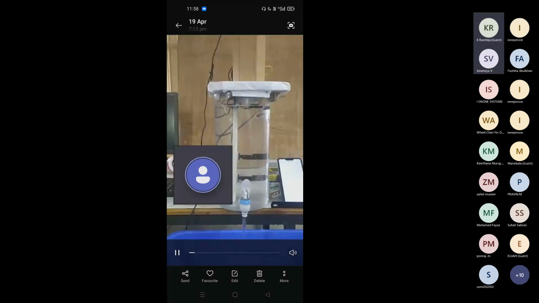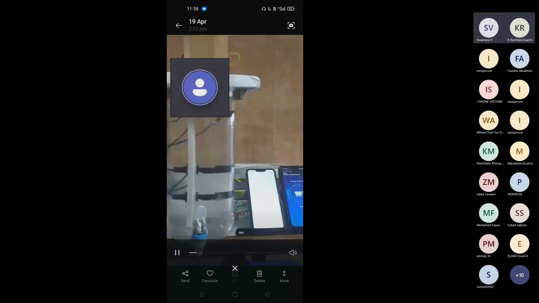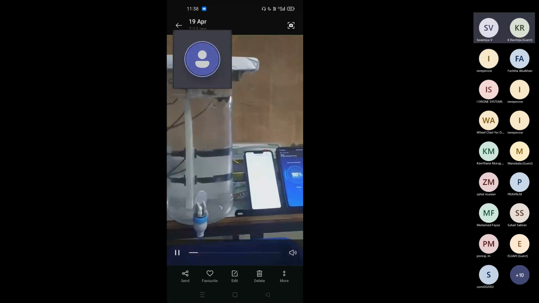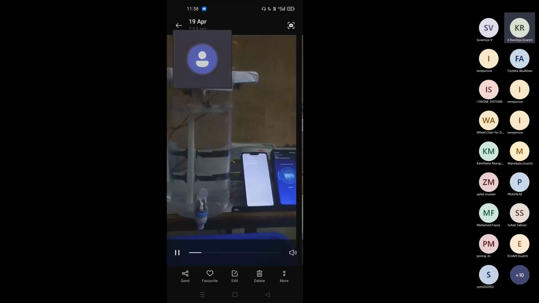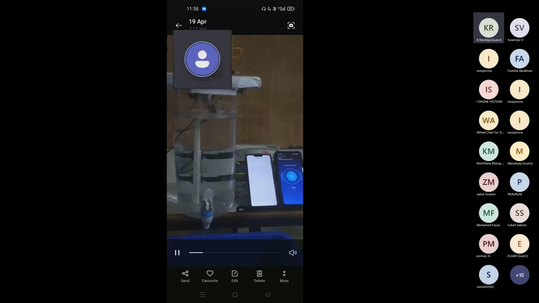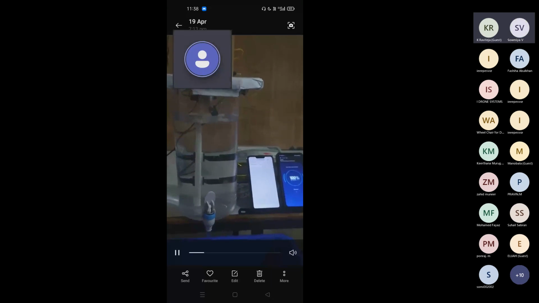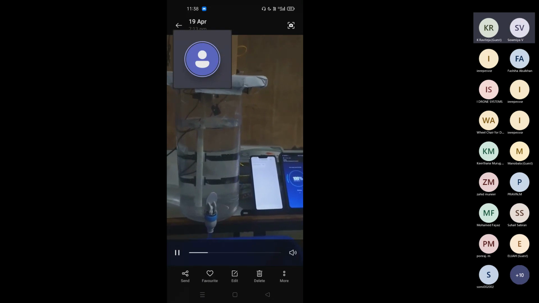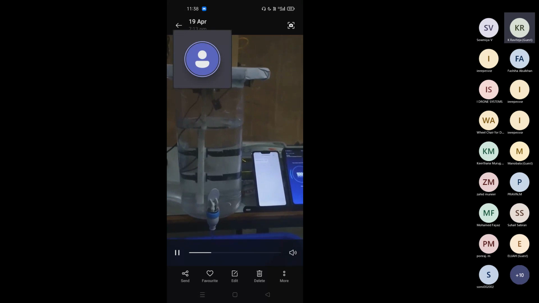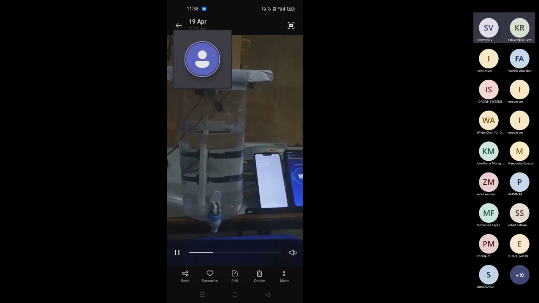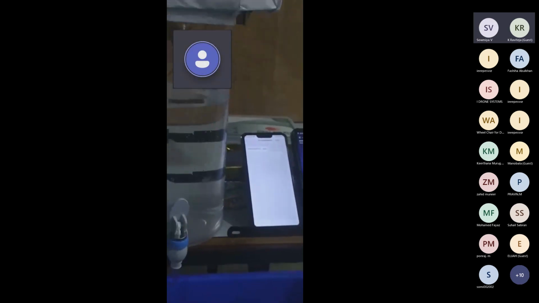Here is the demo video. The water level rises and falls. We have a phone application here. It indicates the water level. The water is discharging, and here the phone application shows what the level is. Near the blue icon, it shows whether it is the medium level, low level, or high level.